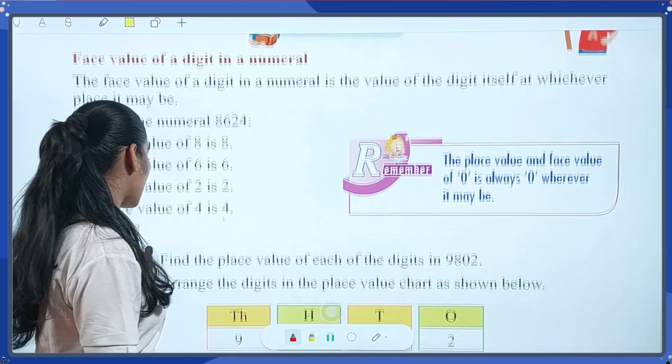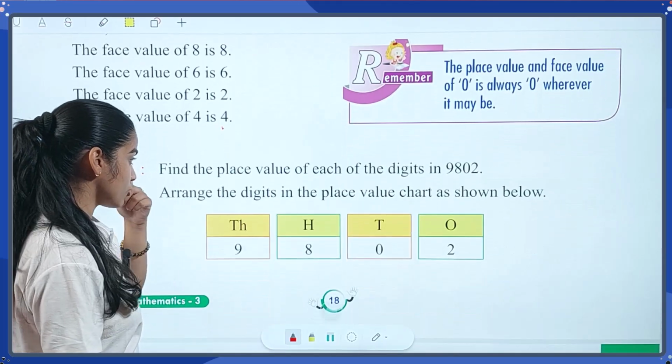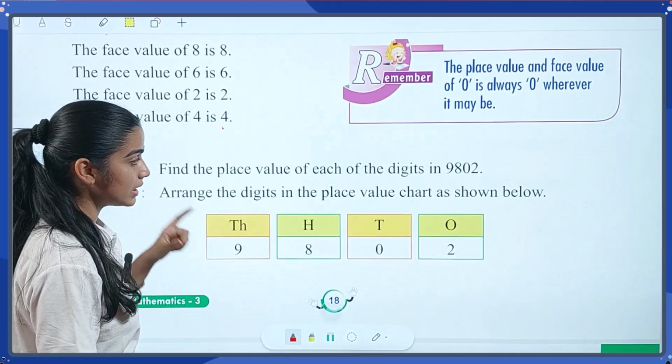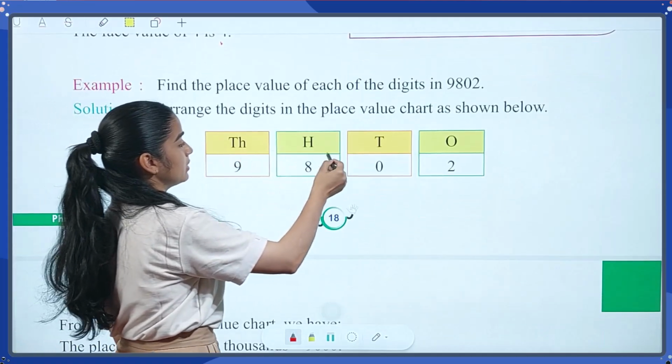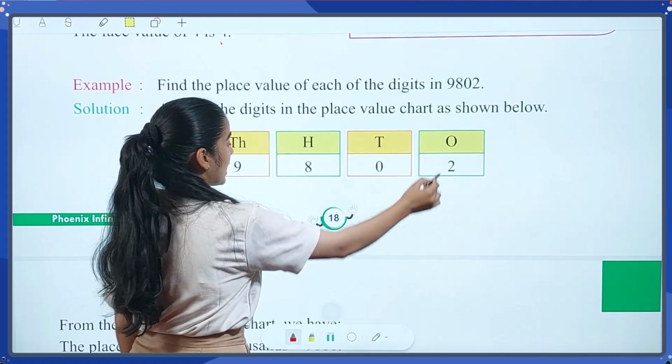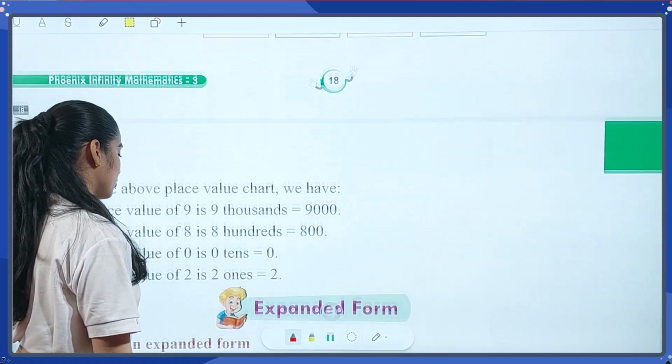The place value and face value of 0 is always 0 wherever it may be. Okay. Now find the place value of each of the digits in 9802. So 9,000, 800, 0 tens and 2 ones. So these are the place values of it.